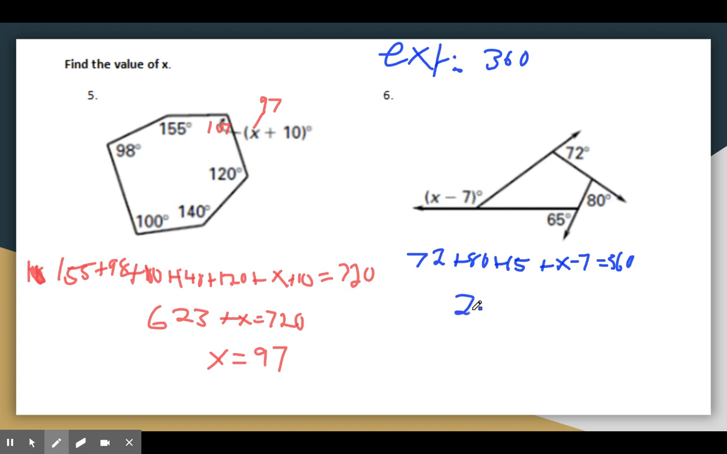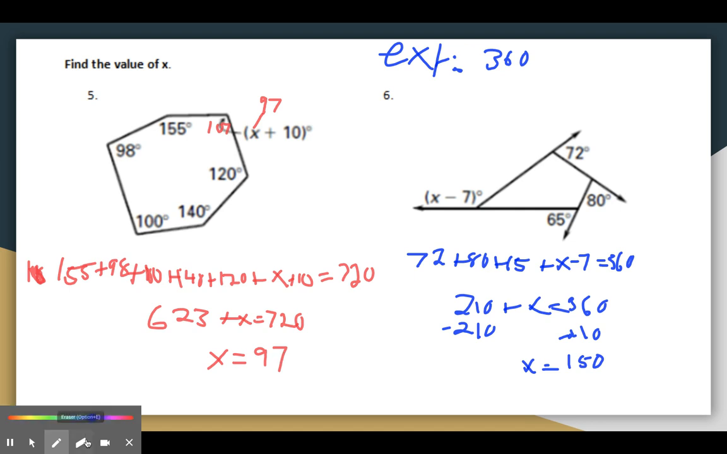So we have 210 plus x equals 360. Subtract 210 from both sides, and we find out that x is equal to 150 degrees. Okay.